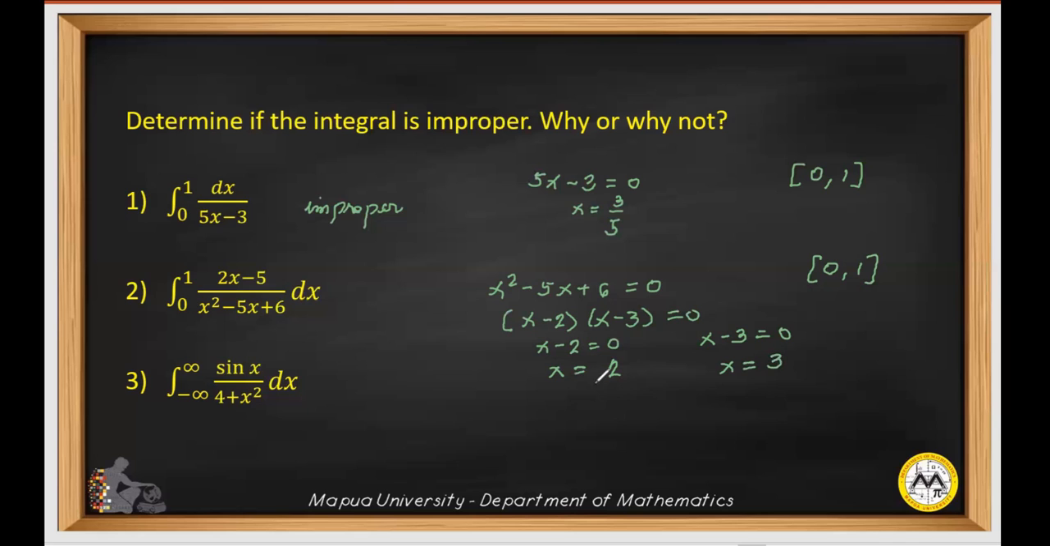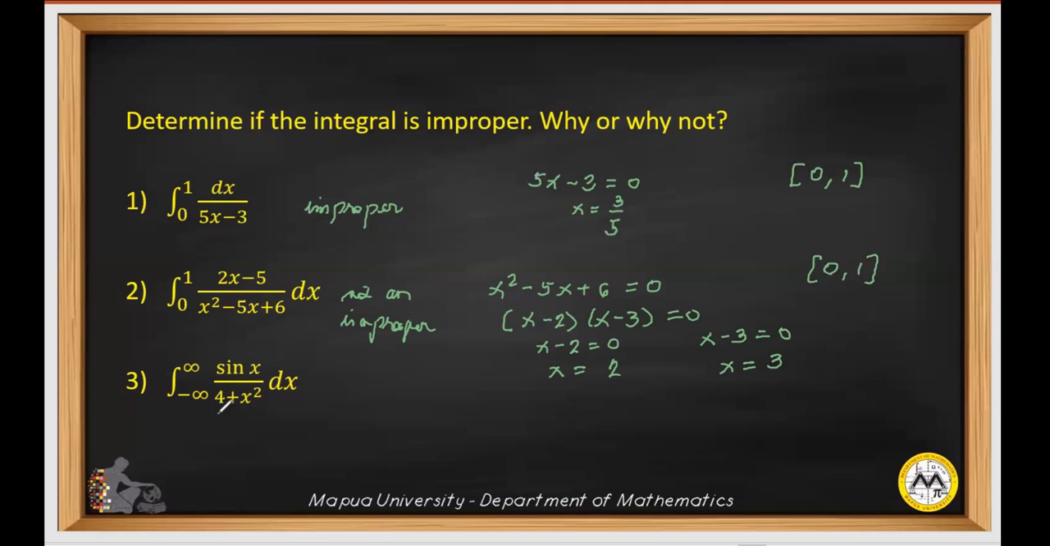The values of x that make the denominator 0 are x is equal to 2 and x is equal to 3. And we can see that they are outside the closed interval from 0 to 1, outside the lower limit 0 and upper limit 1. Hence, we can say that the given integral is not an improper integral.